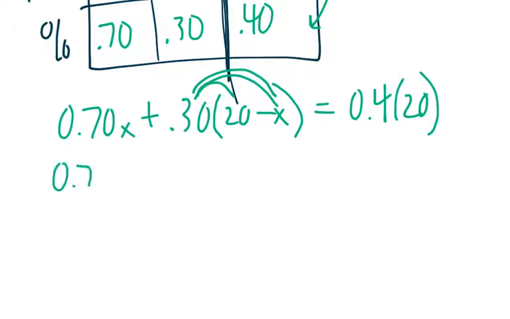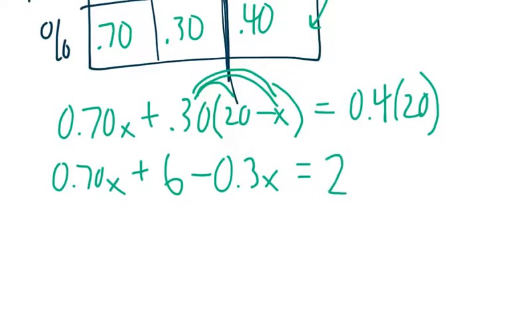So we have 0.7x plus, and then 0.3 times 20 is going to be 6 minus 0.3x is equal to 0.4 times 20, which is 8.